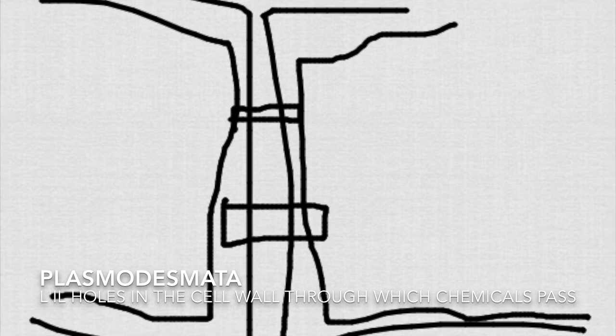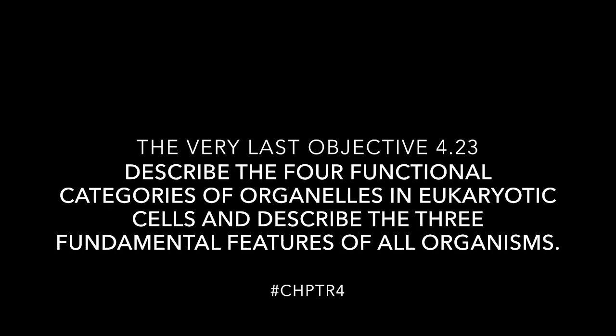Also, you can see the two little holes in between the membranes of the cells. These are called plasmodesmata. These are the gap junctions, except in plants. And if you cannot remember what gap junctions do and how they function, please refer back to chapter 4.21.